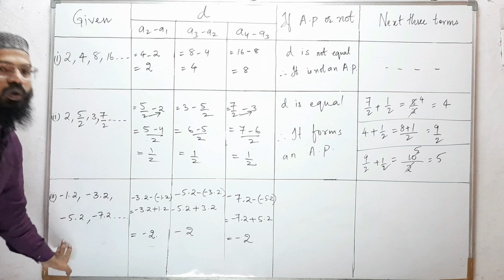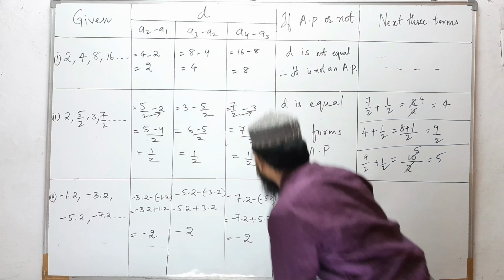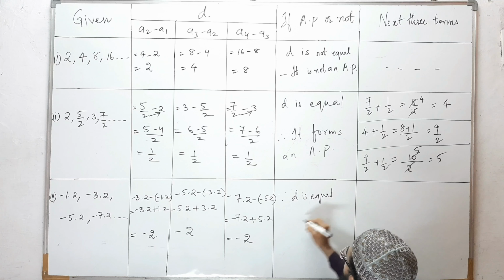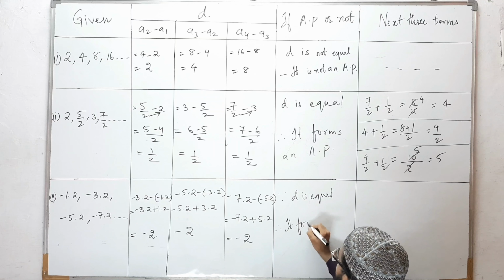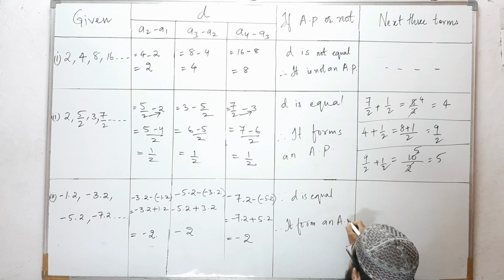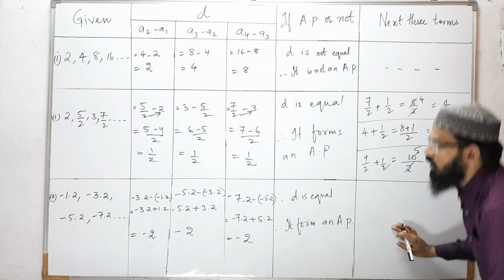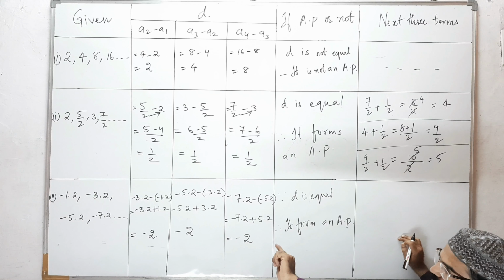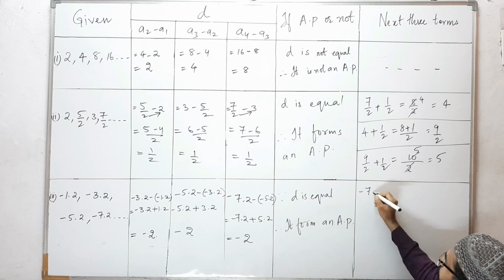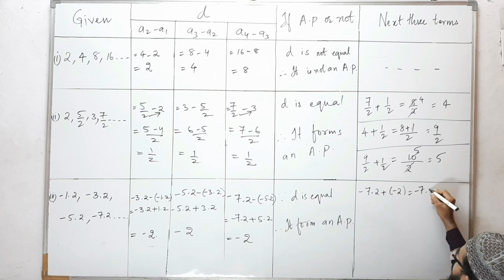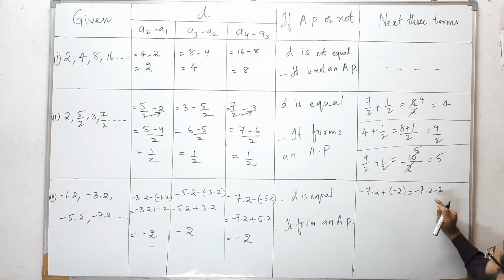So here D is equal. So we can write, since D is equal, therefore it forms an AP. Next, if it is forming an AP, we have to find the next 3 terms. So what will be the next 3 terms? The fourth term is minus 7.2. Minus 7.2 plus minus 2, so we get minus 7.2 minus 2. If it is added, it will be minus 9.2.